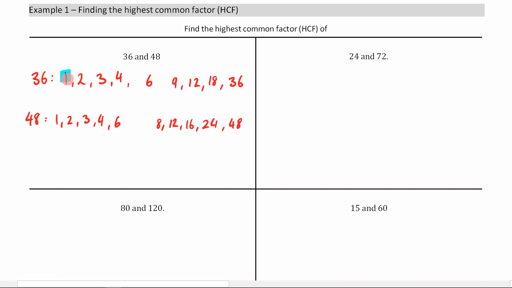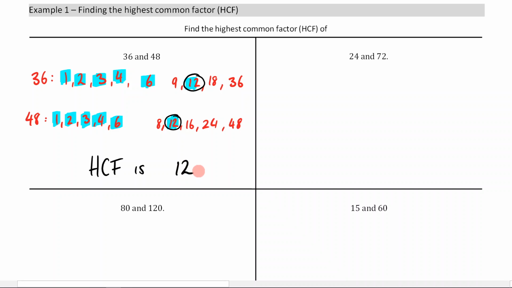And then if we wanted to take it really slow, we could say, all right, what do they have in common? Well, 1 and 1, 2 and 2, 3 and 3, 4 and 4, 6 and 6, 12 and 12, and that's it. And now the highest common factor is simply going to be 12. HCF is 12.